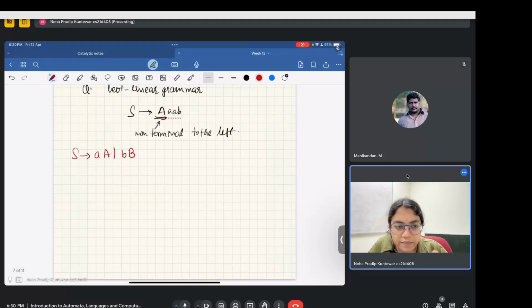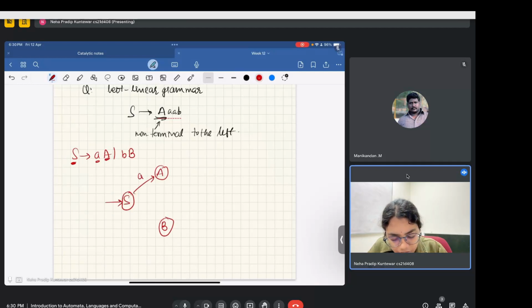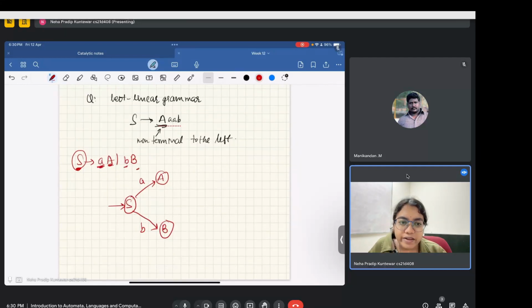So what we do is, we think of S as a start state, and we interpret this as follows. If you are at state S and you see a letter a, then you are going to reach state A. These are the states, and if you see a letter a, then you should go to capital A state. Similarly, if you are at S and you see a letter small b, then you should go to the state capital B. This is the partial state diagram that we get from the first production rule.